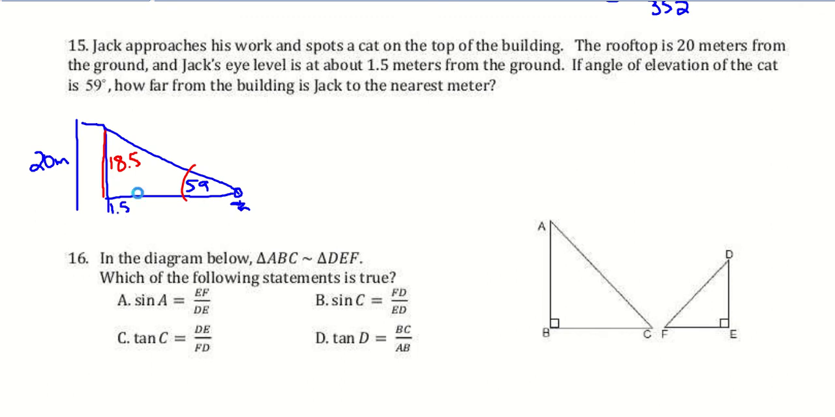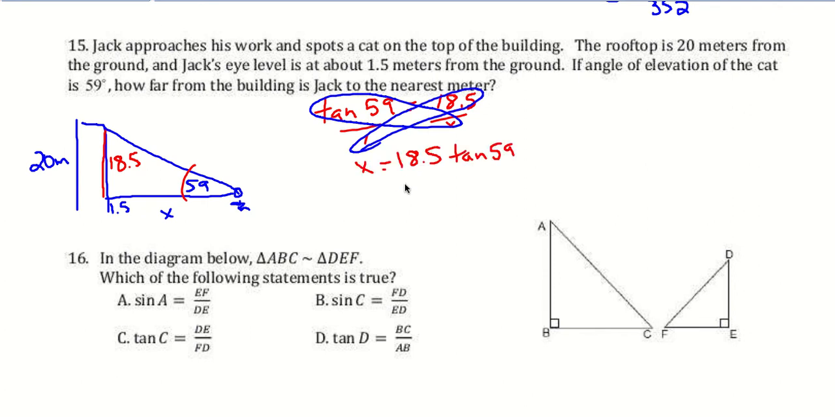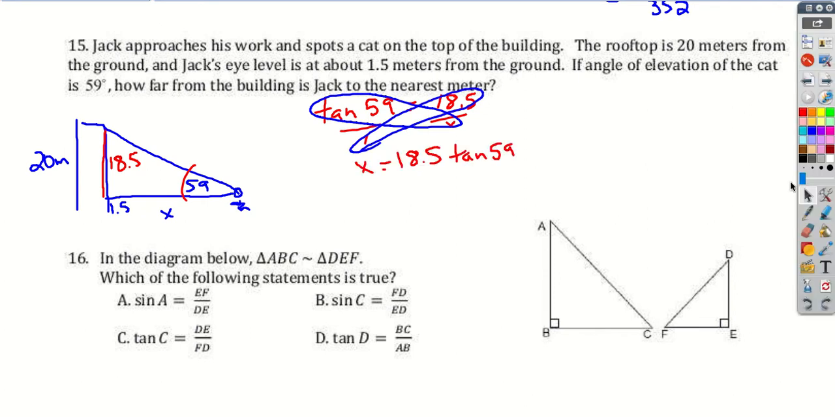And then we want to know how far away from the building Jack is. So here's my triangle. I have the opposite and adjacent sides, so I'm going to go ahead and use tangent. So opposite is 18.5 over x. I'm going to cross multiply, so x times the tangent of 59, and then 18.5. This is not done correctly, so let's go ahead and do this one. All right, so I'm going to go ahead and do x times the tangent of 59.